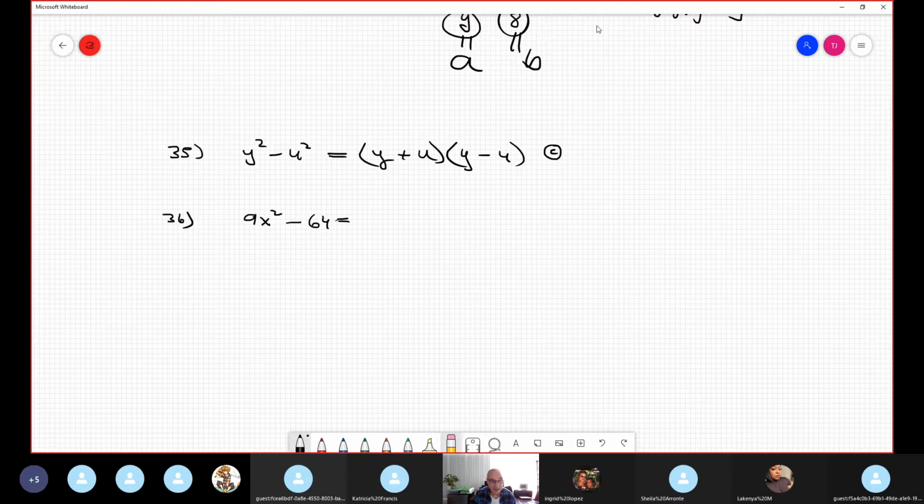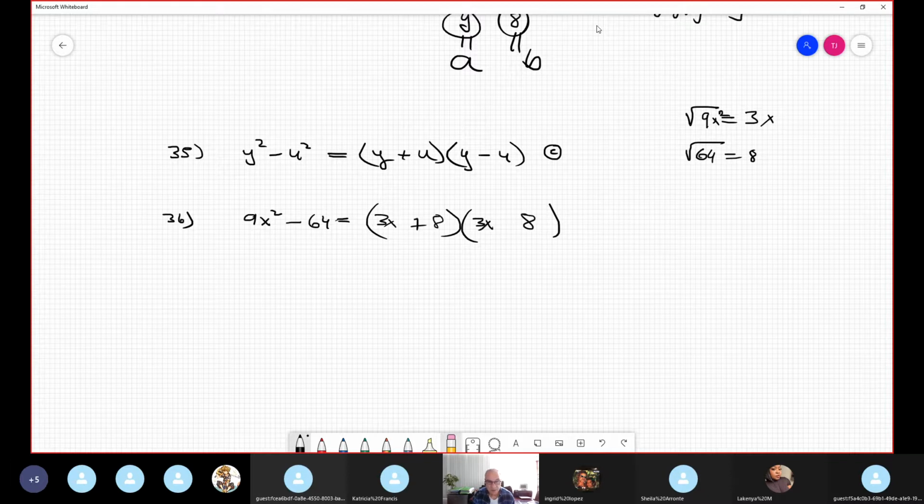Again, recognize binomial, difference of squares, because the numbers involved in the problem, 9 and 64, are perfect squares. I know the square root of 9 is 3. The square root of 64 is 8. Of course, if we have x squared here, we have 1x outside the radical. Then we open two parentheses, square root both, 3x and 8, in the same order, plus or minus, and finish. It's option C again.